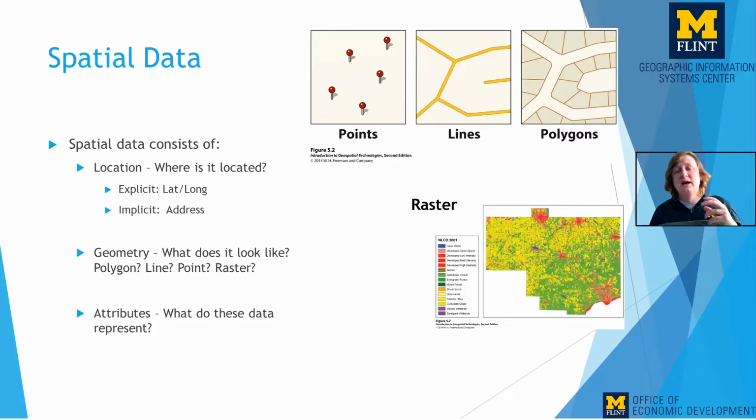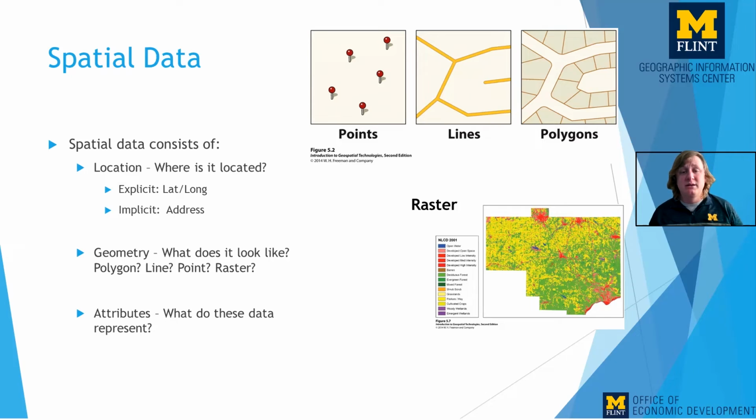So GIS has underlying spatial data. This spatial data can be a variety of different things and it has three main components to it. First, where is it? Is it an XY coordinate? Is it a latitude, longitude? Or is it just as simple as an address, your home street address, or the name of a city, the name of a building? Those can be used as giving spatial context to data.